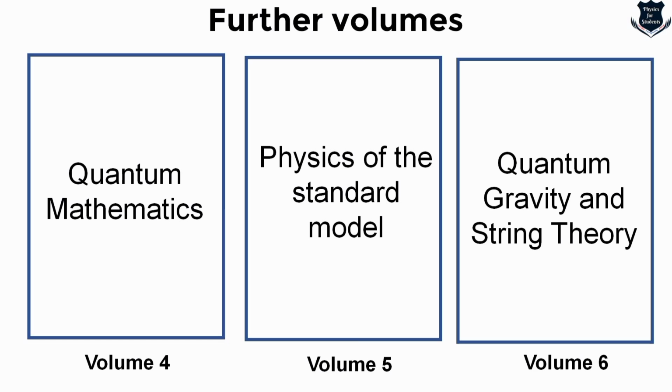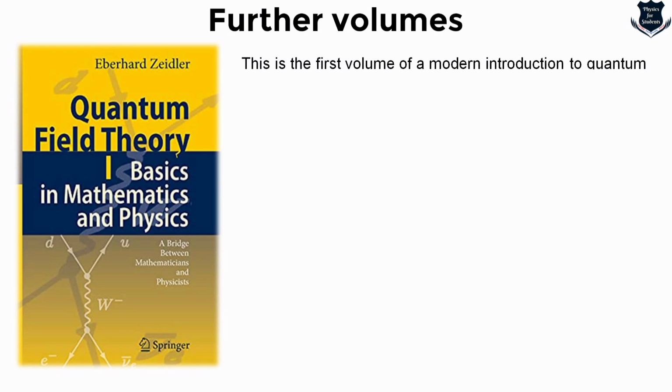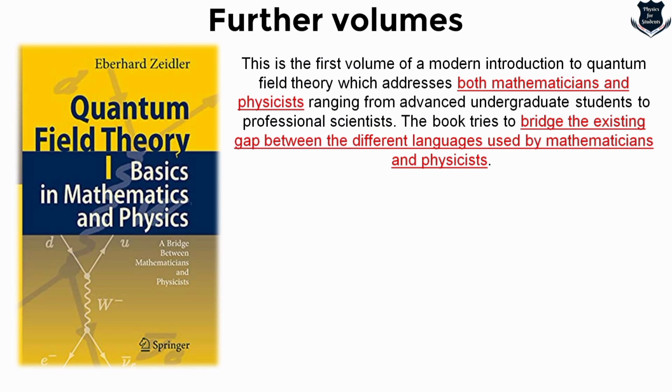Now, this is something very important in this book. You see what it says: this is the first volume of a modern introduction, and it is for both mathematicians and physicists. And you see, I have underlined in red, the book tries to bridge the existing gap between the different languages used by mathematicians and physicists.